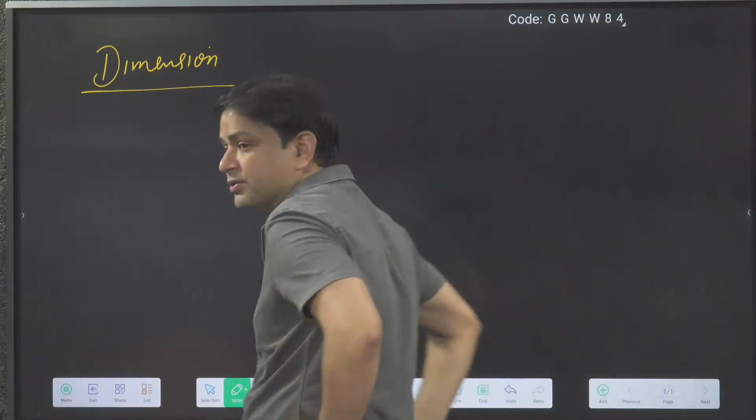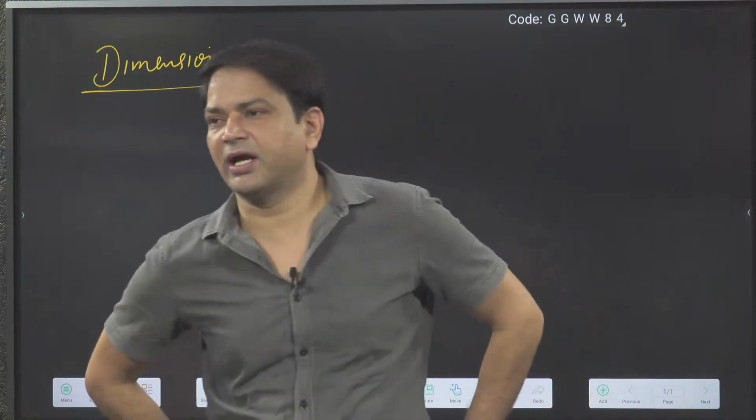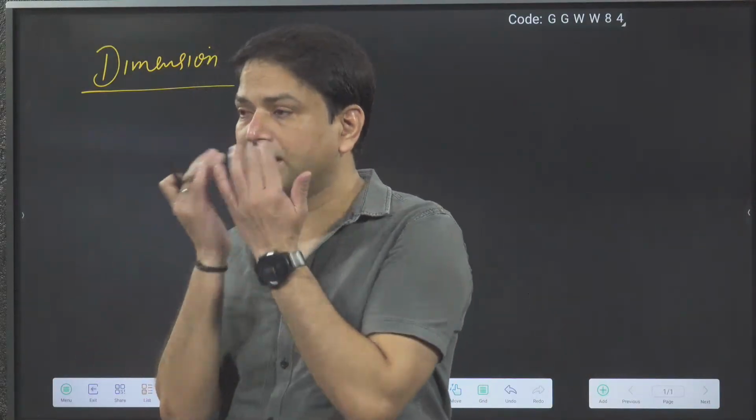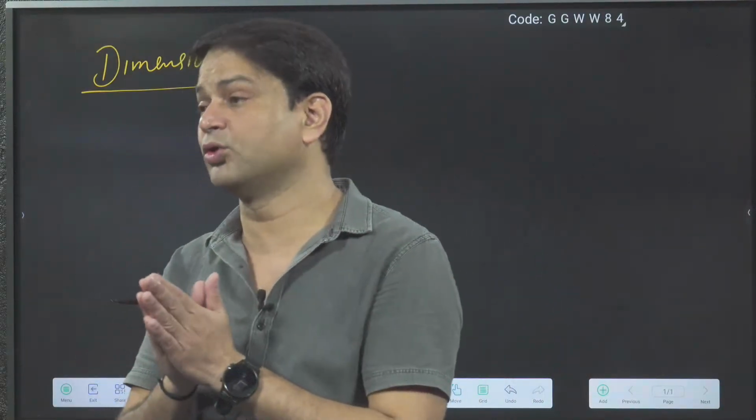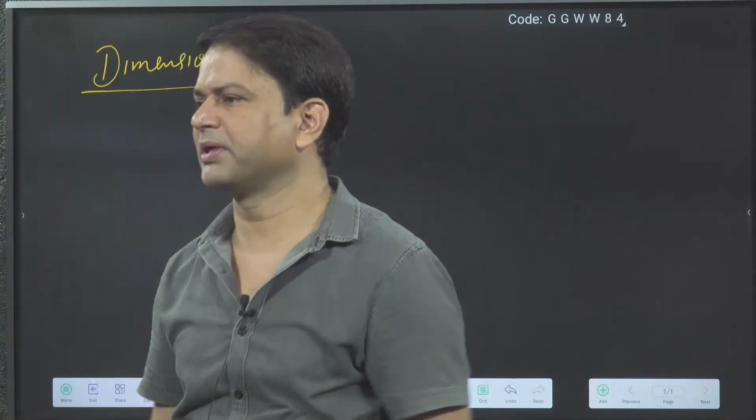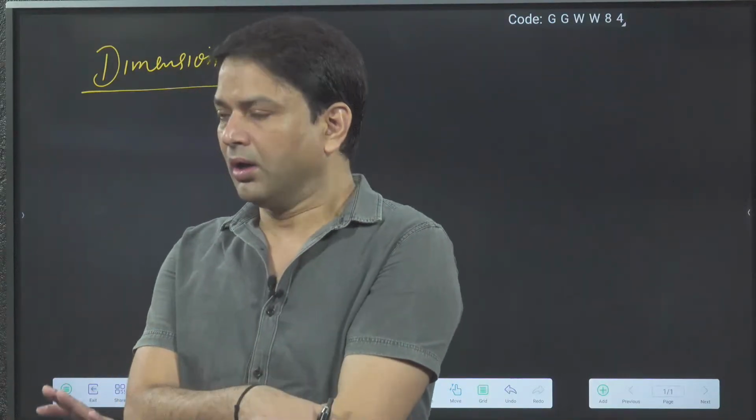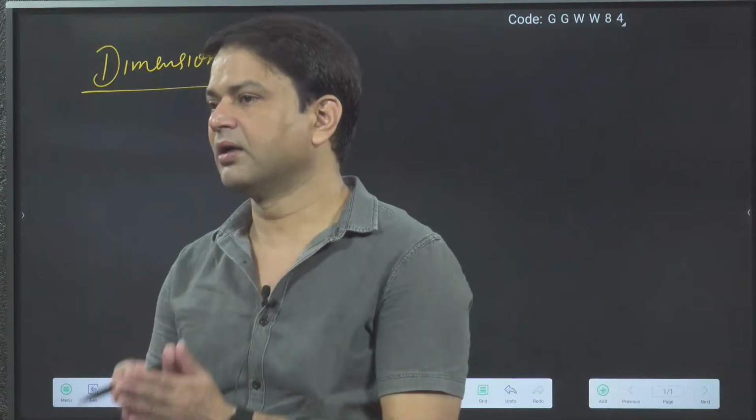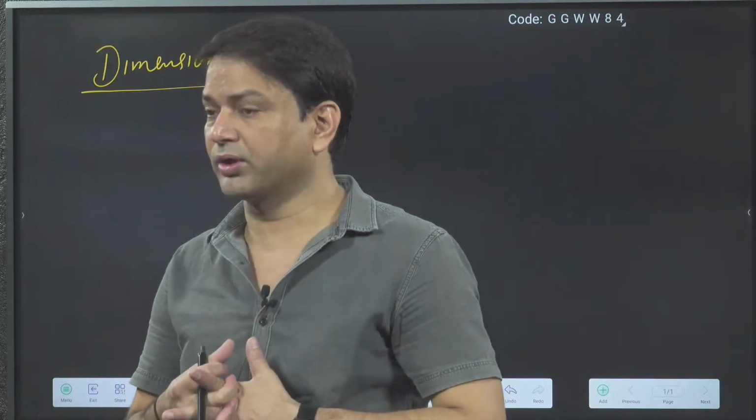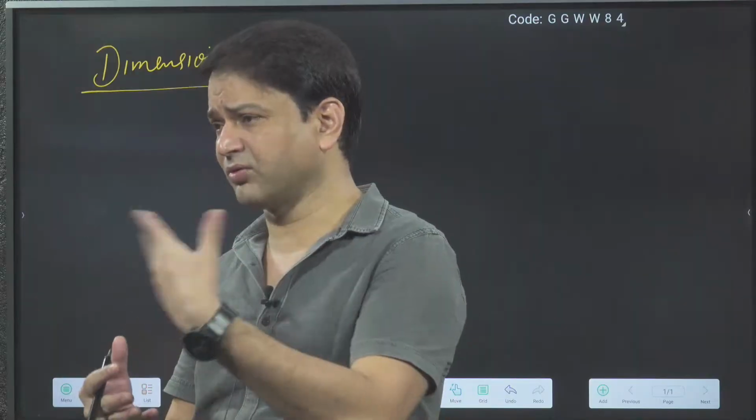Permittivity, good. So I said the permittivity dimension, and for the permittivity, the easiest formula is what we will use. There is no need to mug up the permittivity because maybe you can get confused. So the easier formula is Coulomb's law. By Coulomb's law, we can easily get the dimension of the permittivity. Okay. Next one is what?